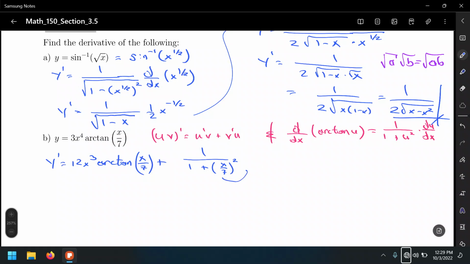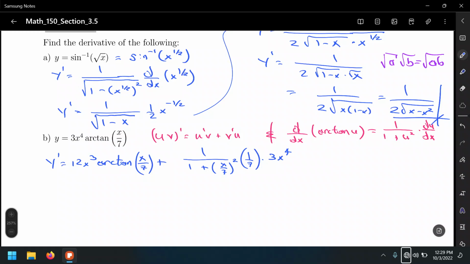And by the way, what's the derivative of x over 7? That's 1 over 7. Alright? So 1 over 7. And well, let's see, that's only u prime. We need to multiply that by the rest. So we're done with the calculus over here.